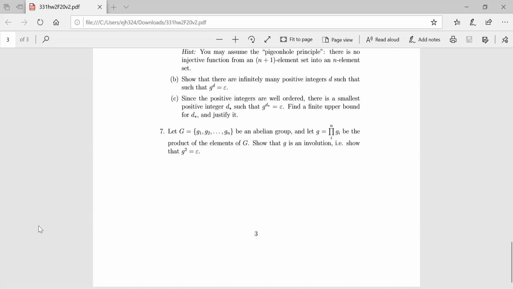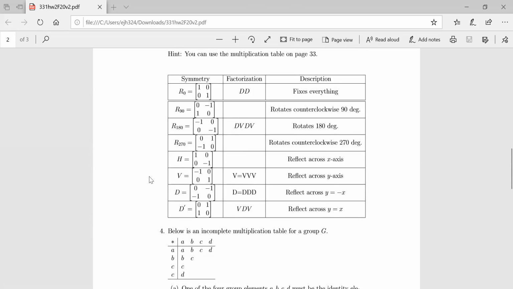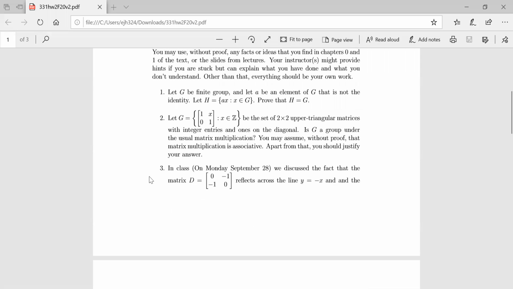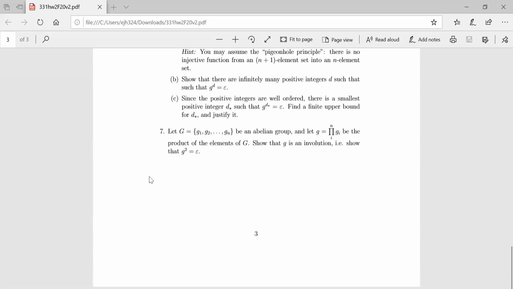Do people have a specific question that they want me to run through, or any more? Can you just go over number 7? Yeah, sure. So, what does it mean for a group to be abelian? They're commutative. Yeah, you're commutative.